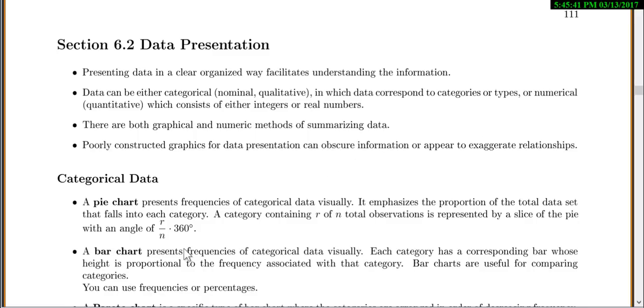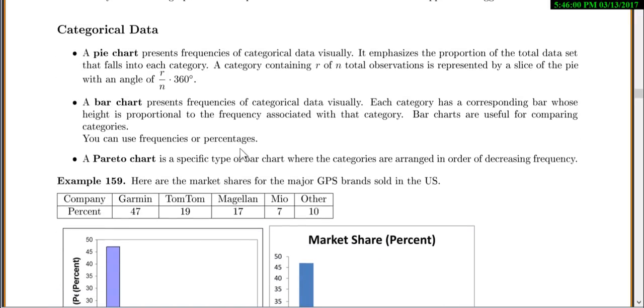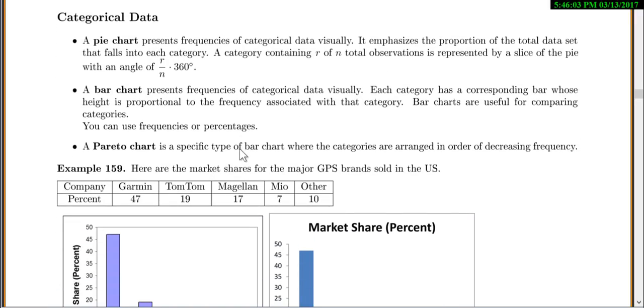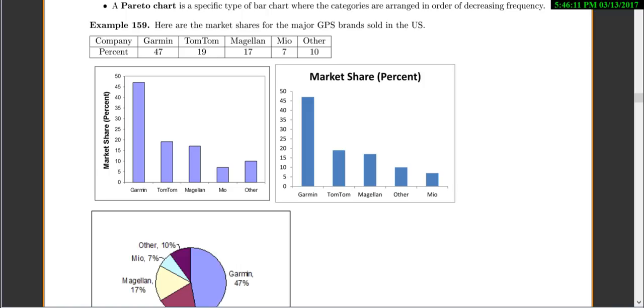And again, keep in mind that if you do a bad job of making graphics, that can exaggerate relationships or obscure information, or really you can mislead people with graphics that are poorly made. Whether you're doing it on purpose or by accident, it's not a good idea. You should try and make your graphs as accurate as possible. So if you have categorical data, there are 3 different ways you can do it, and you've probably seen almost all of these before. Looking at this example, these are the market shares for the major GPS brands sold in the U.S. So you have 47% for Garmin, 19% TomTom, etc.